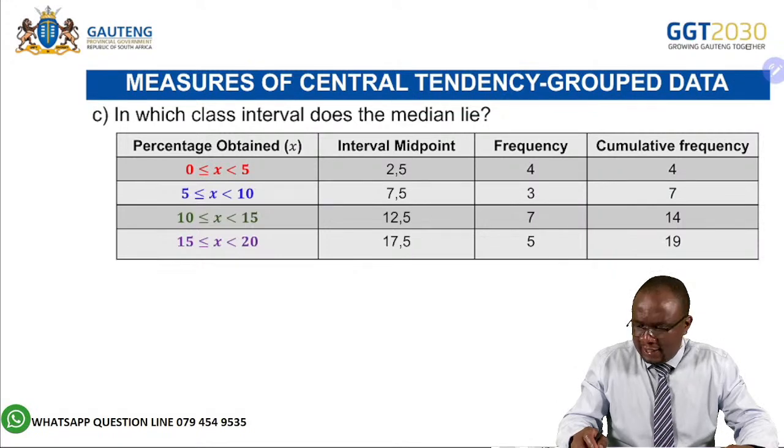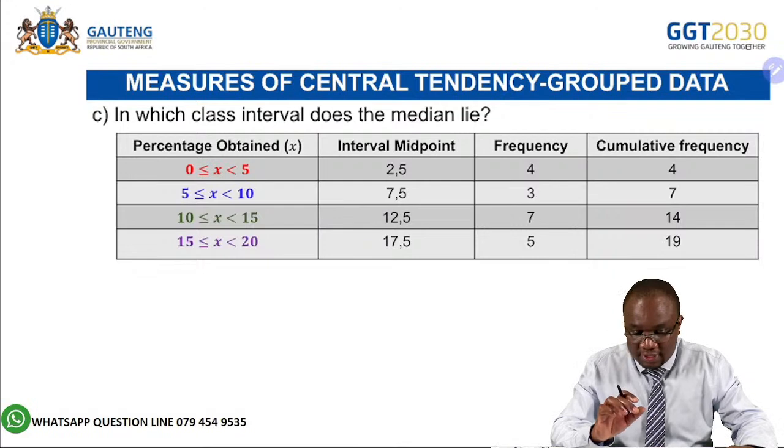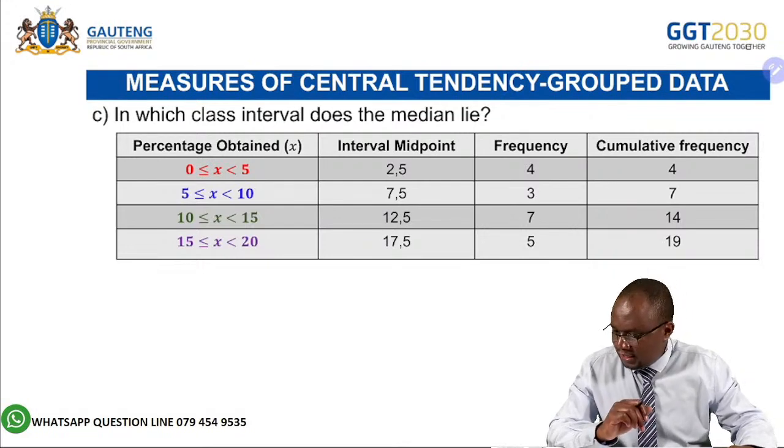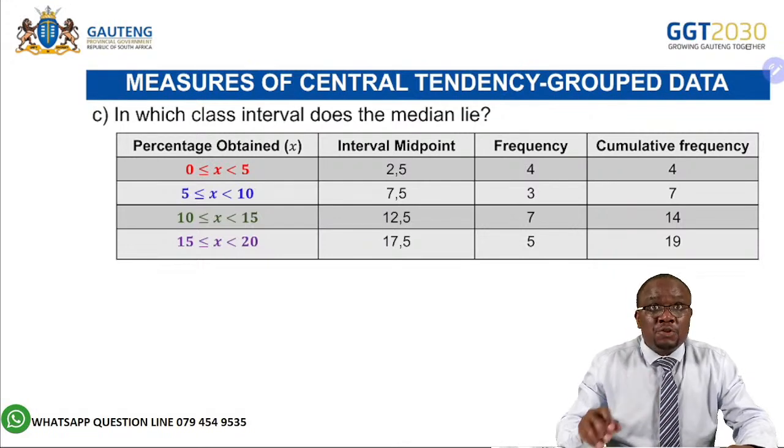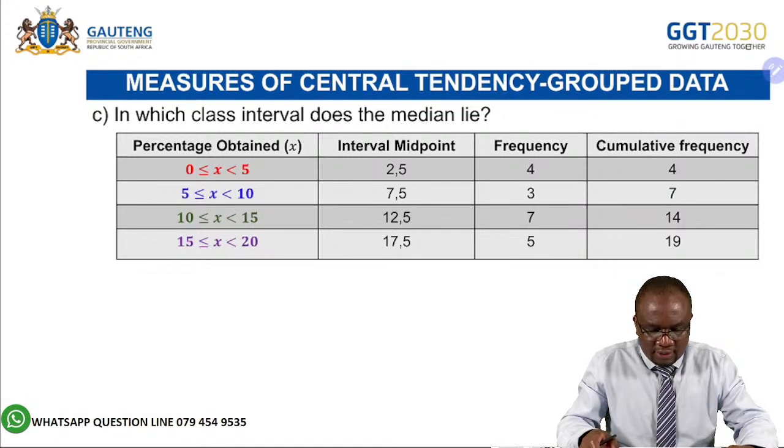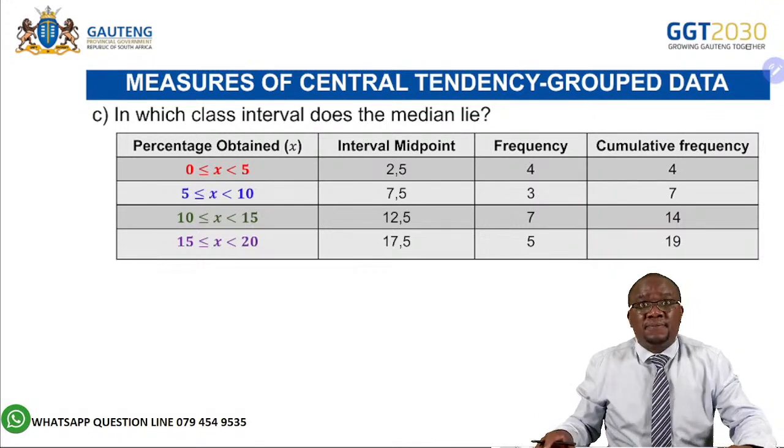Okay, right. In the meantime, while you are working on this, I'll recalculate the mean. I want to make sure that it's really 10,92. Let me give you 2 minutes to do the median. Find the class interval where the median lies in 2 minutes.